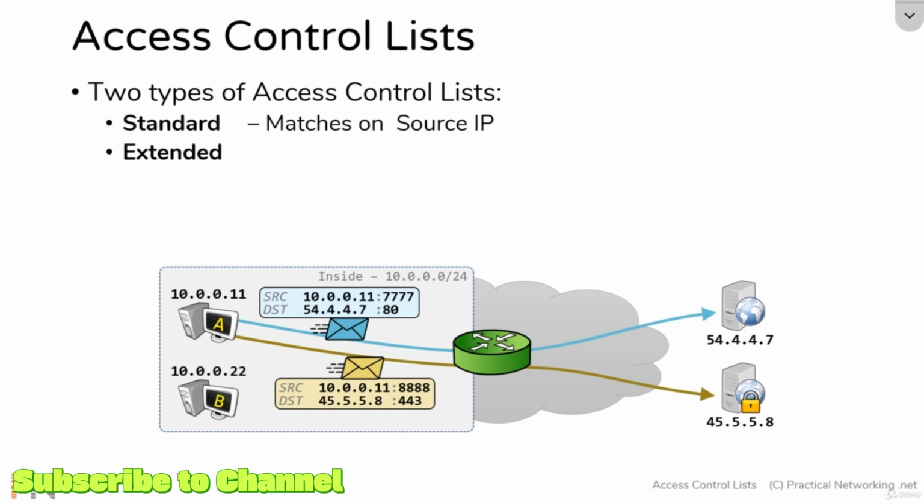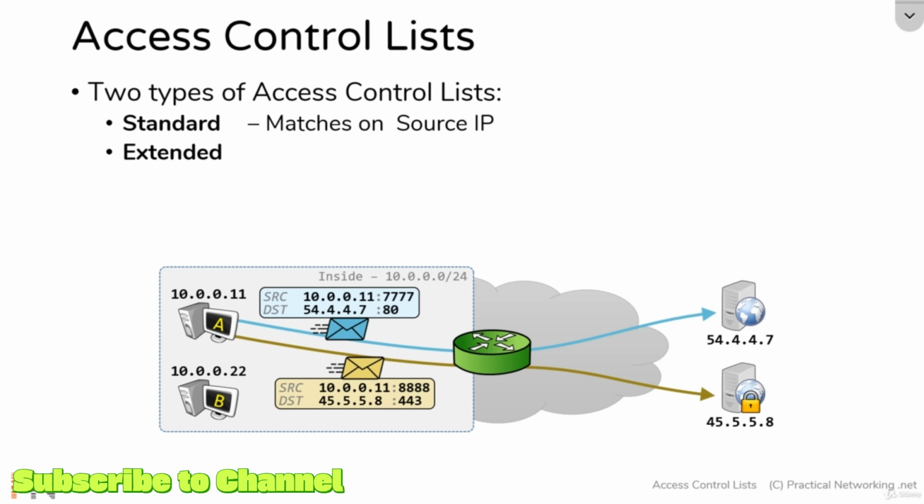Now this does create a limitation because it only allows you to provide complete trust or complete distrust. So here's what I mean by that. Let's say you had a requirement that said allow host A to speak to this top server, but don't allow host A to speak to this bottom server. Well, with the standard access list, all you can do is say either permit the source IP address 10.0.0.11, in which case host A can speak to both servers, or deny the IP address 10.0.0.11, which means host A is not allowed to speak to any server. So that is a limitation of standard access lists, that you can only provide complete trust or complete distrust.